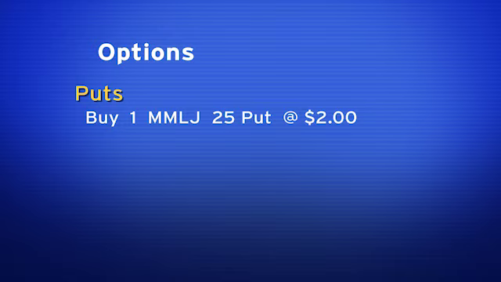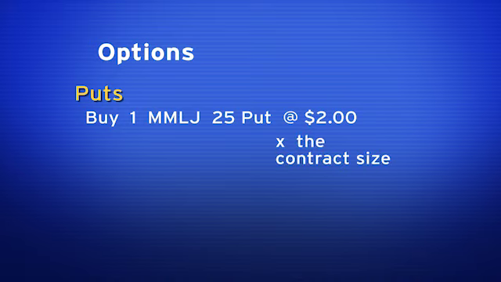Let's look at a buy example first. I buy one MMLJ 25 put at 2. What's the contract size? 100 shares. What's the strike price? $25. What type of option are we looking at? A put. And what's the premium? 2. Now, how much would this cost an investor? They're buying, so they would have to pay 2.